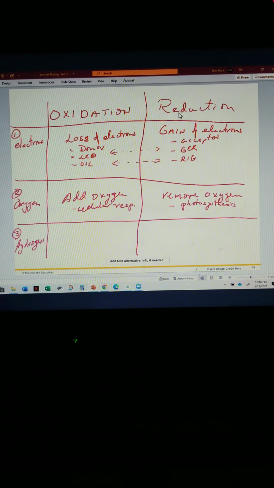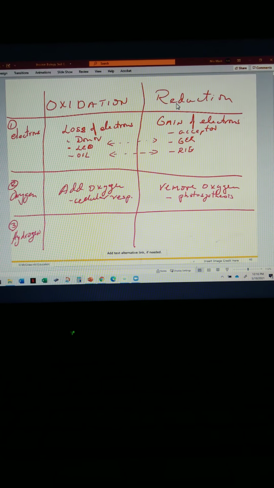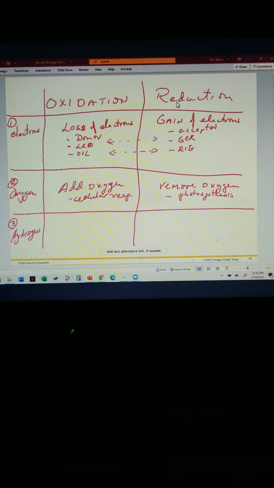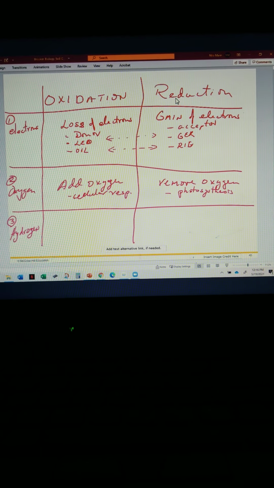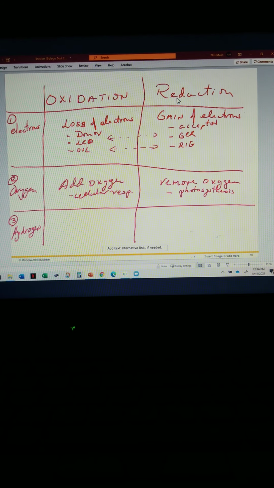And throughout your reading, the terms oxidation, reduction are used prolifically all over, every time, but yet it doesn't tell you what is really happening. You have to know what's actually happening. Does it have to do with electrons? Does it have to do with oxygen? Does it have to do with hydrogen?